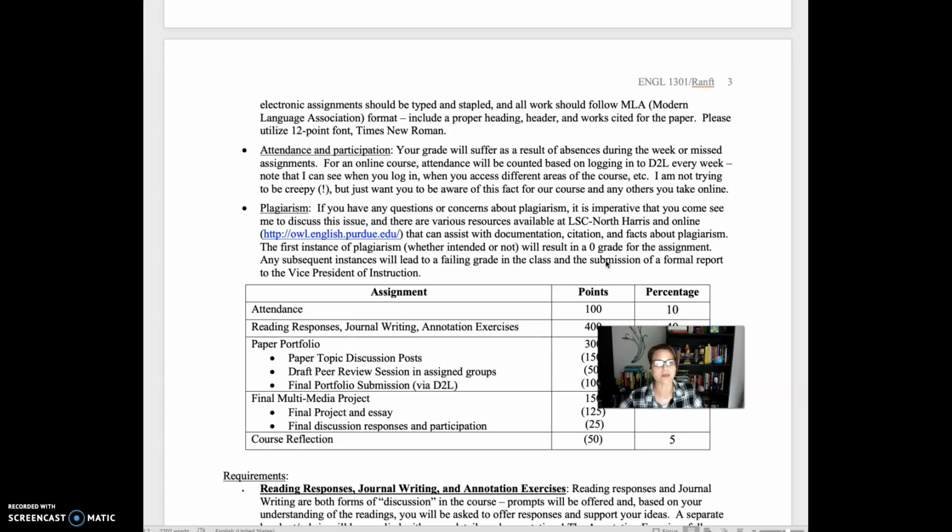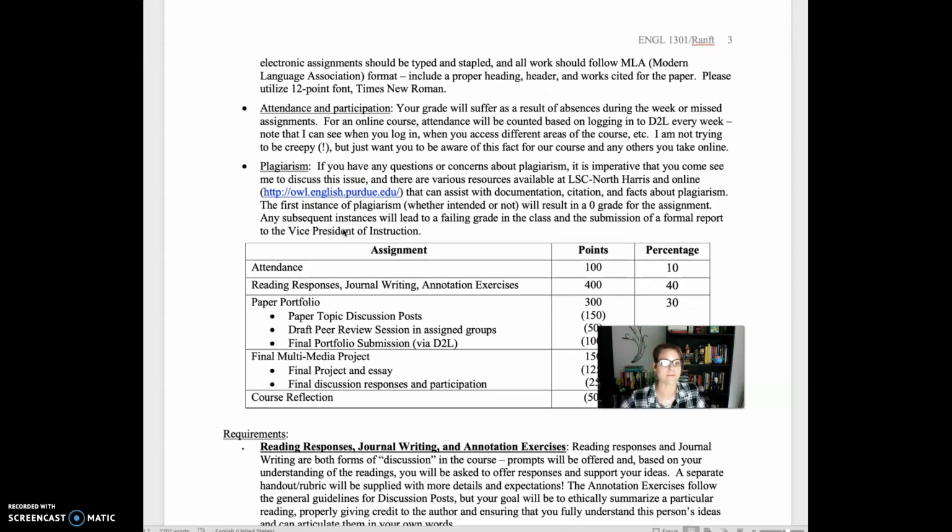It sounds harsh, but we want academic honesty and rigor in our college system, and generally in academia, plagiarism isn't tolerated. So I have included a link here. Please, if you're not familiar with plagiarism and the various ways that plagiarism exists, educate yourself with this link and definitely let me know if you have any questions, okay?